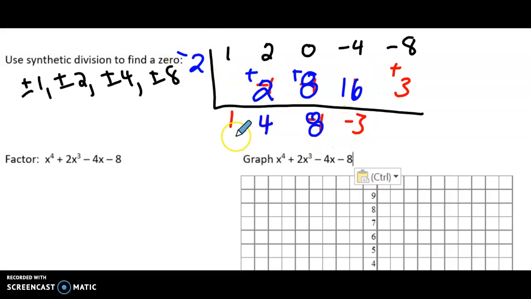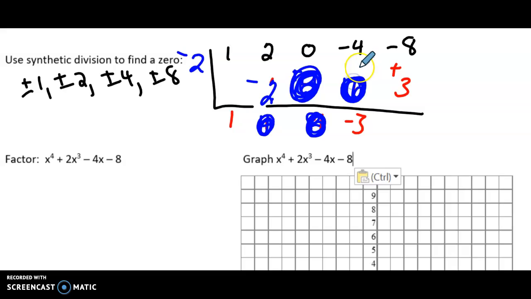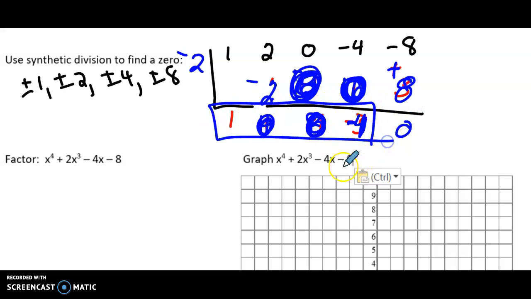Let's try -2. 1 times -2 is -2. Add that together, I get 0. 0 times -2 is 0. 0 plus 0 is 0. This seems weird. 0 times -2 is 0. -4 plus 0 is -4. Oh, this is going to work, isn't it? -4 times -2 is +8. Add that together, I get 0. Yay. Looking for that remainder of 0.